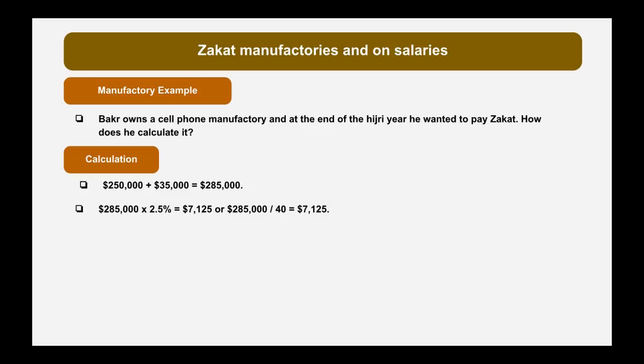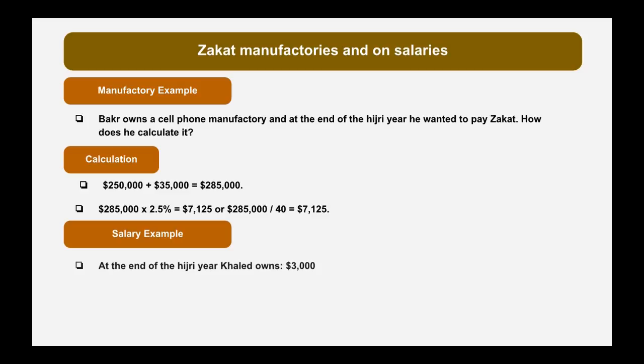The next example is the example of salary. In our example, we have Khalid, and Khalid is an employee who gets a paycheck every 2 weeks. So as an employee, his account is not stable. Sometimes he has savings, sometimes he does not have any savings, and sometimes he borrows money to pay his bills. But at the end of the Hijri year, he looked at his account and found that he has $3,000.